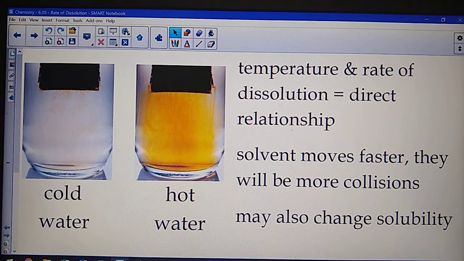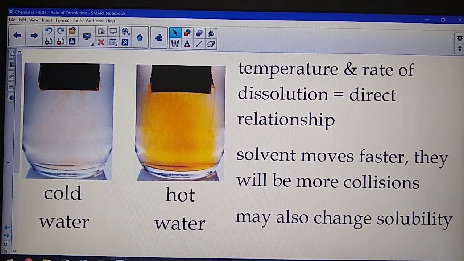And you should know this from your common everyday experience. If you want to dissolve faster, tea dissolves faster in hot water than it does in cold water. Temperature and the rate of dissolution, or how fast it dissolves, is a direct relationship. Because the solvent particles move faster, they will collide more often and therefore dissolve the solute faster.